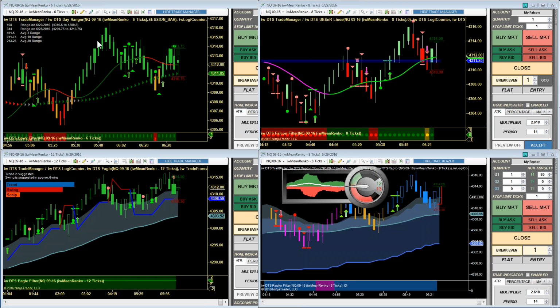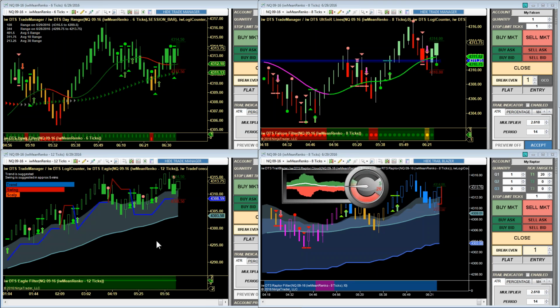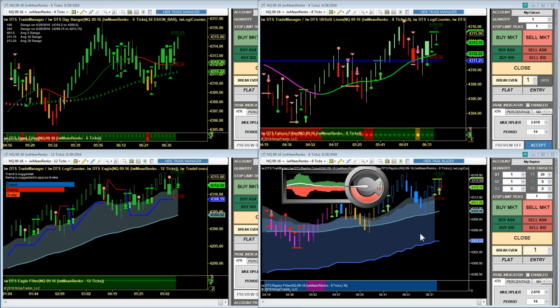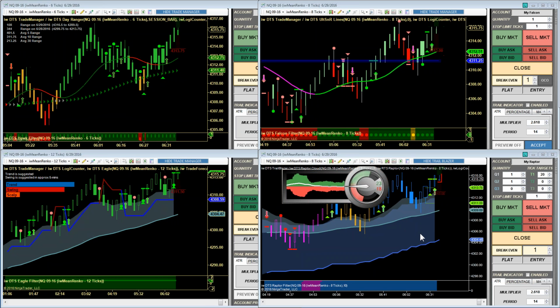Here in the top left, we have the Hawk Micro Scalper. Top right is the Falcon Swing Trader. Bottom left is the Eagle Trend Trader. And then the bottom right is the latest addition to the DTS family. This tool here is called the Raptor. The Raptor is actually a hybrid. It incorporates elements of the Hawk, the Falcon, and the Eagle all into one trading tool.